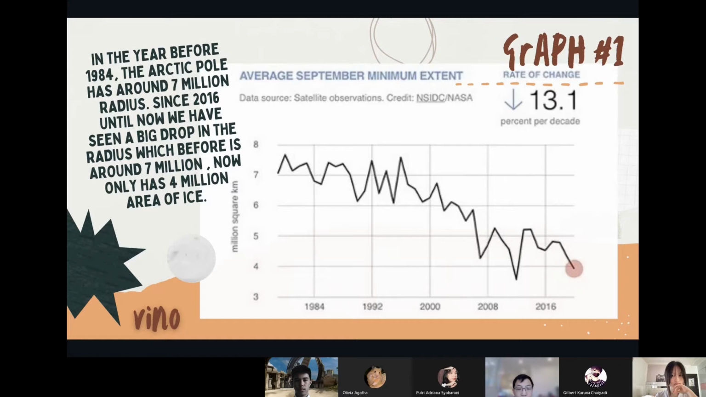If we look at the graph, before the year 1984 the exact date or year is not known, but before 1984 it had around 7 million of ice radius. So in the North Pole there's 7 million of ice, but then from 2016 onward it kept decreasing until now. From 2016 until now it has 4 million of ice and it's still decreasing in radius.